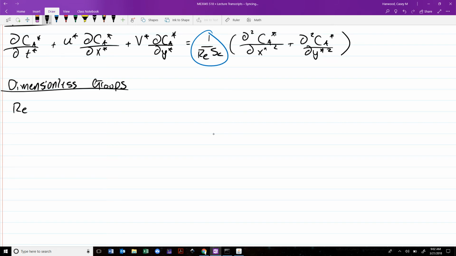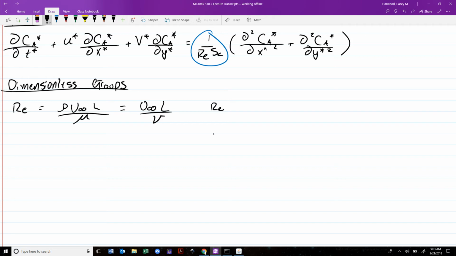So we are going to have the Reynolds number, which we have seen lots in fluids. This is defined as the density times free stream velocity times length over the dynamic viscosity. Or if we recognize that dynamic viscosity divided by density gives us something called the kinematic viscosity, we write this as U infinity times L over nu. Okay.